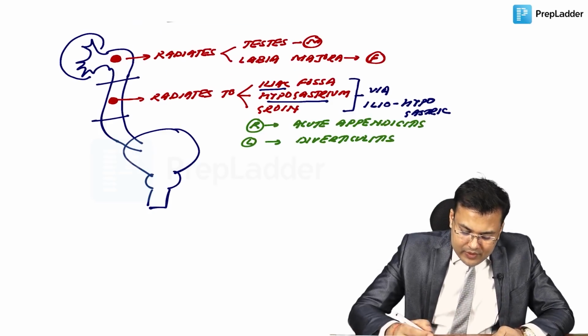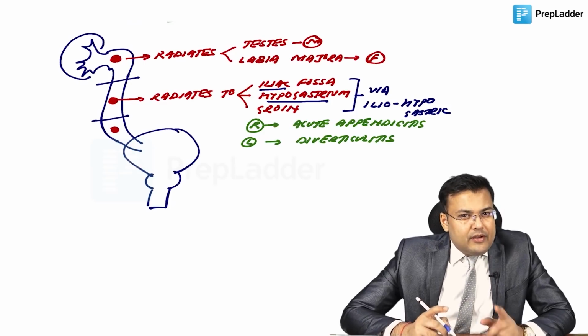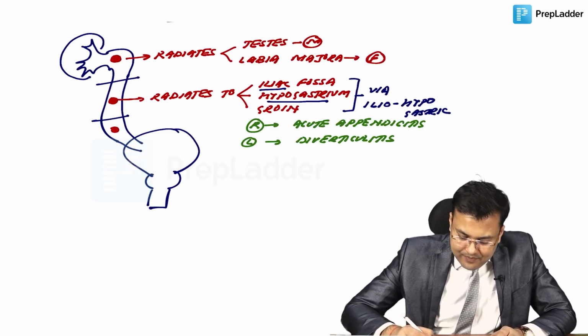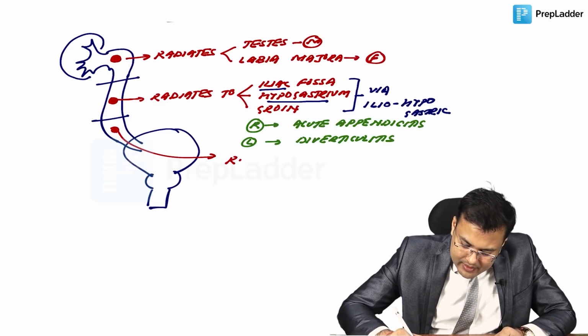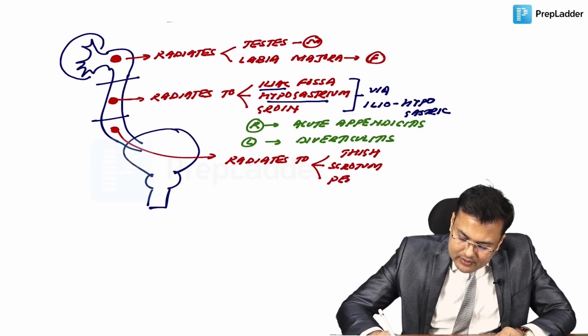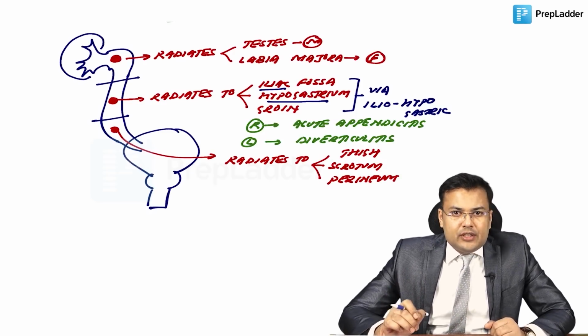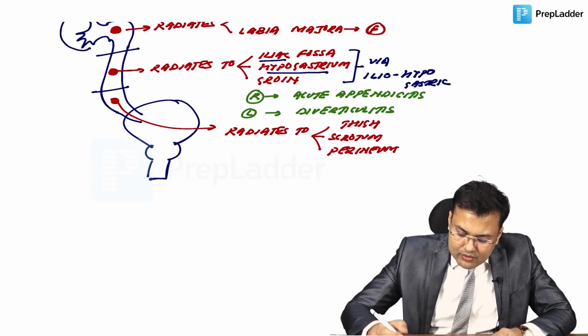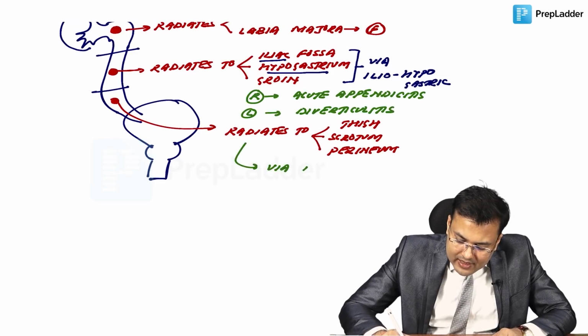Simple. Now, when the stone is in the lower one third of ureter, the pain radiates to inner aspect of thigh, scrotum and perineum. So here, pain radiates to inner aspect of thigh, scrotum and perineum. Clear? And this question was also asked in DNB and NEET via which nerve, and this occurs via ilioinguinal nerve. This was asked in All India also. So via ilioinguinal nerve.